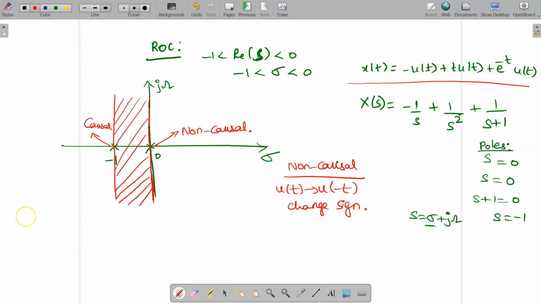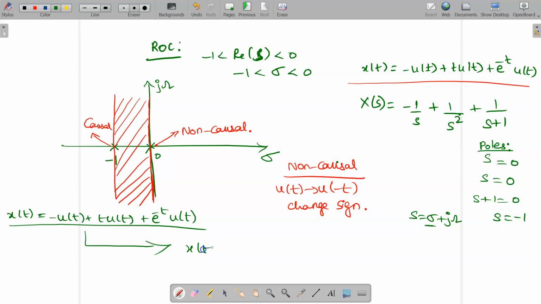Previously my expression is x of t equal to minus u of t plus t u of t plus e power minus t u of t. So according to the condition of ROC, I have to rewrite this expression. So now x of t becomes, okay. So u of t means actually this pole 1 by s is nothing but u of t. That pole exists at 0, right? So this particular pole exists at 0. So the corresponding term is non-causal.